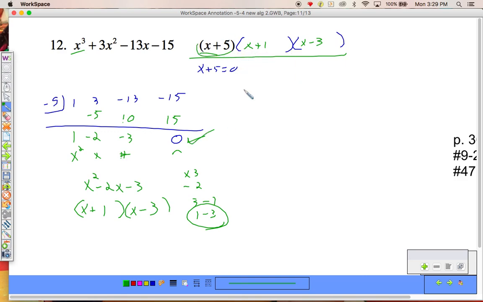If I wanted to just find out if this was a factor, I'm going to do synthetic division and see if I get a remainder of 0. Or do f of negative 5. And if that gives me an answer of 0, that means there's no remainder and it divides in evenly. Both ideas will work. Synthetic to get 0, or plugging it in to see if you get an answer of 0. All right, that's the lesson.